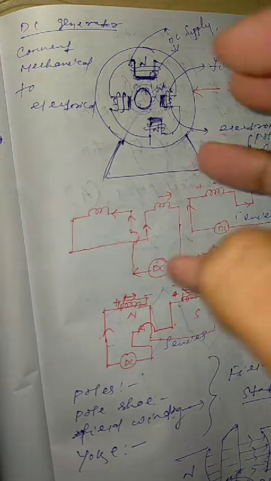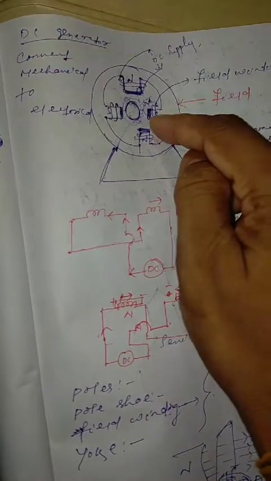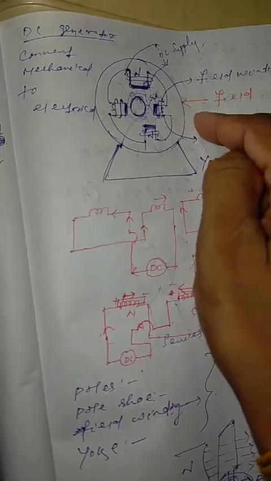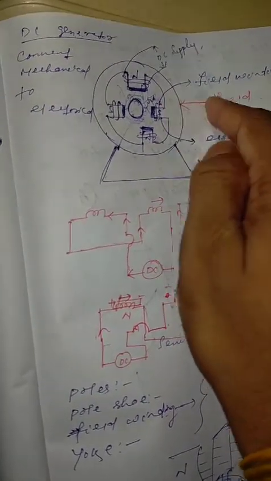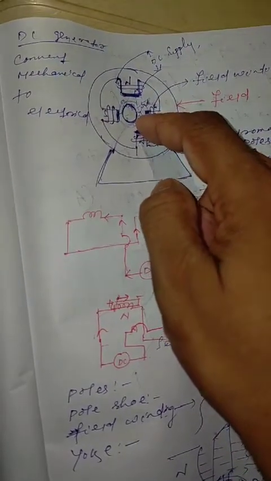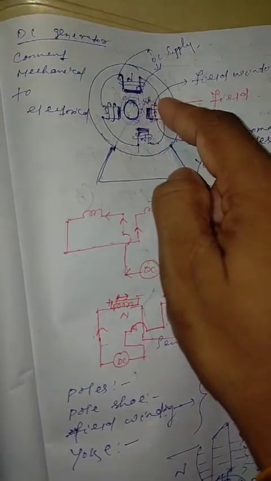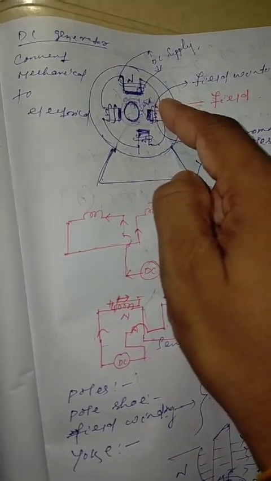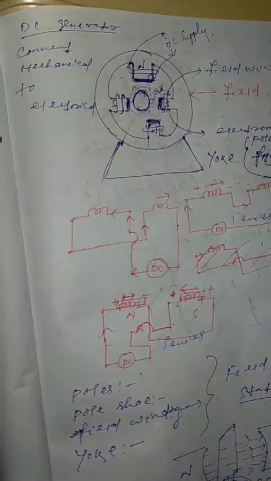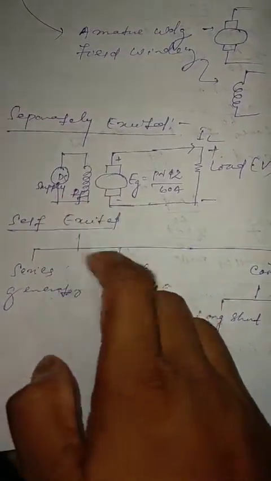Clear? So this is actually self-excited. Under self-excited we are not exciting this field winding from a separate DC source. We will be exciting this field winding by the system itself. Originally the flux is very small, then it comes to a constant flux, which will be present in this particular air gap. Next we will understand the different types of self-excited.